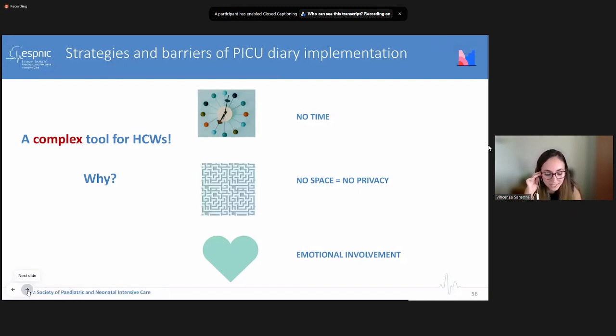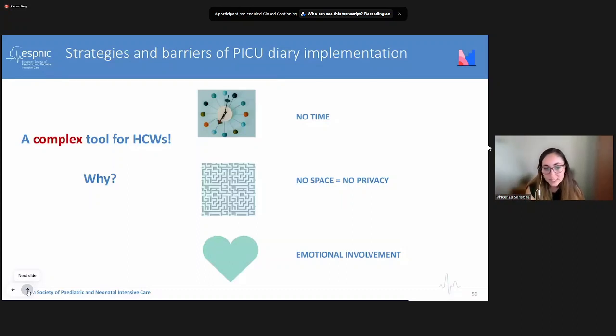First, the PICU diary is a complex tool for healthcare professionals. In fact, healthcare workers have to face the reality of intensive care that is chaotic and characterized by very frenetic rhythms, so there isn't time. The continuous urgency and emergency of the routine activities compromise the implementation of new tools, especially if the tools are not shared with healthcare workers and are imposed by the walls of the ward.